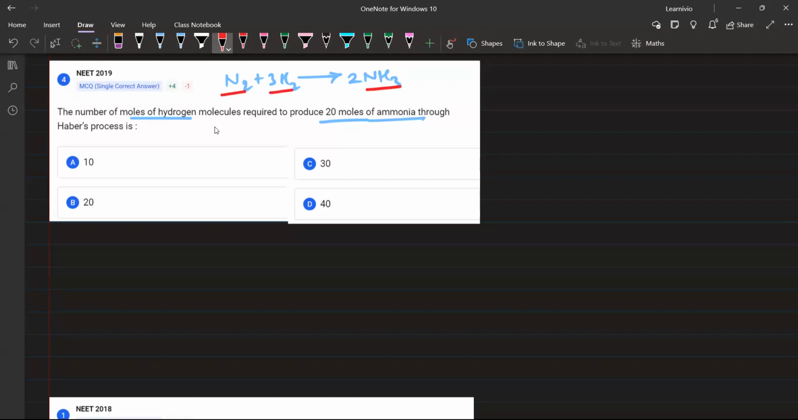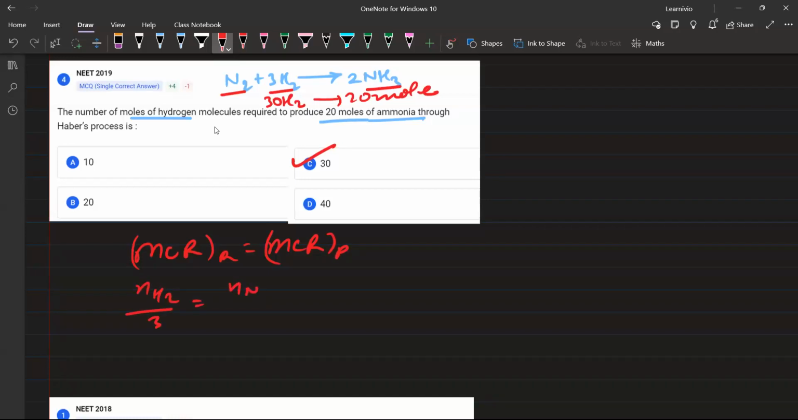Okay, so 3 moles of hydrogen is giving 2 moles of ammonia. If I have 30 moles of hydrogen, so I multiplied 30 here, it will give me 20 moles of ammonia. Right, so you can directly do 30, or if you want to write the MCR method, so MCR of the reactant will be equal to MCR of the product. So number of moles of H2 upon 3 will be equal to number of moles of NH3 divided by 2. Number of moles of H2 will be equal to 3 into number of moles of NH3 that we require, 20 divided by 2, and this will be also equal to 30. So 30 will be the answer. So you can do it in any way.